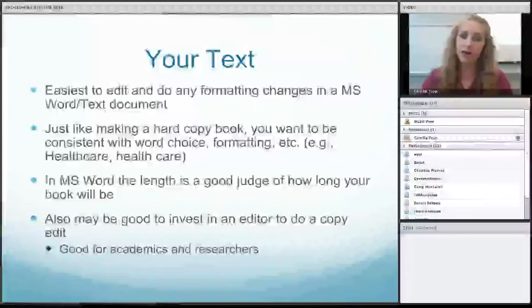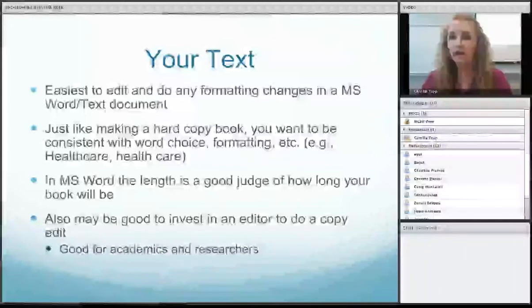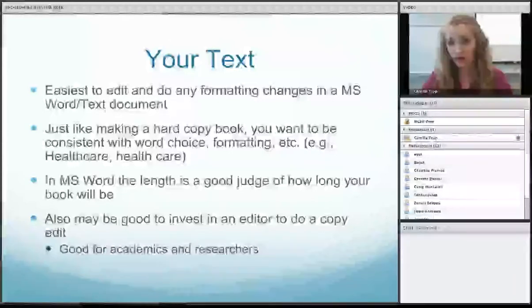But it also gives you some benefits. So it's a pretty good judge of how long your book will be. So if you're a little overzealous and have 1,000 pages, then you kind of know that earlier on in the stage, as opposed to getting all the way down and deciding that's not how far you want to go.